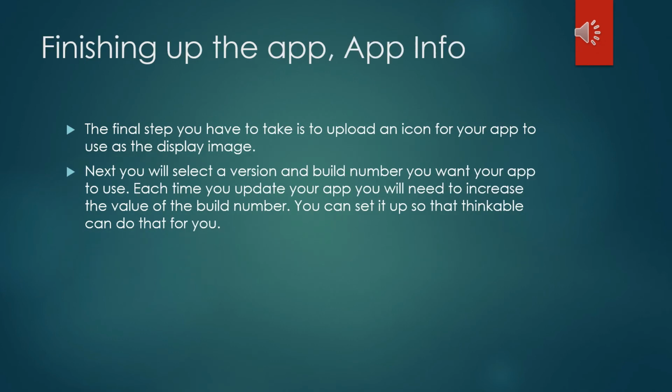The final step you have to take is upload an icon for your app to use as the display image. Next, you will select the version and build number you want your app to use. Each time you update your app, you will need to increase the value of the build number. You can set it up so that Thunkable can do that for you.